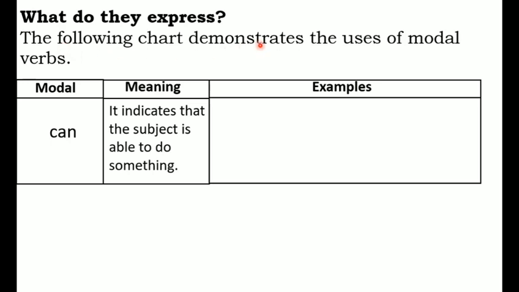Now, what do they express? The following chart demonstrates the uses of modal verbs. Can here indicates that the subject is able to do something. Siya ay nakakagawa ng isang bagay. Example, Lani can write haiku very well. Can here shows an ability to do something. Nakakagawa siya.